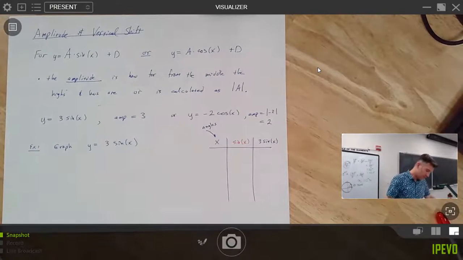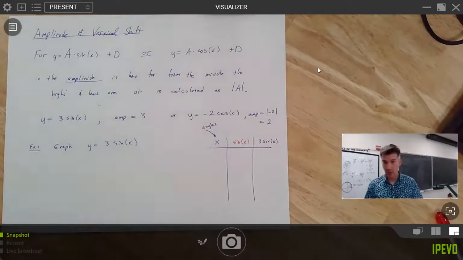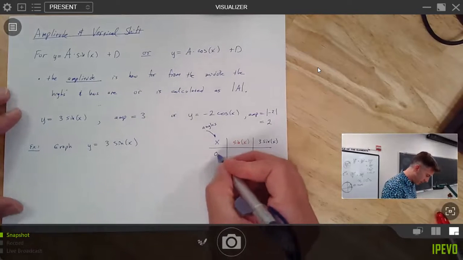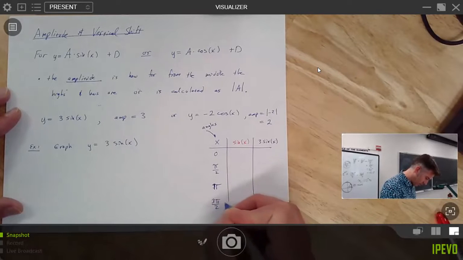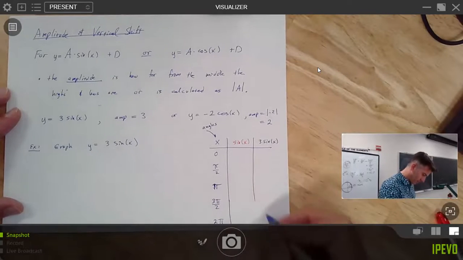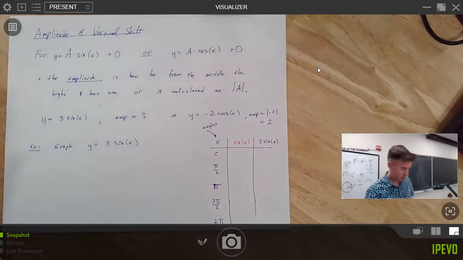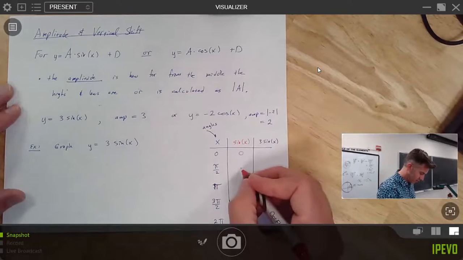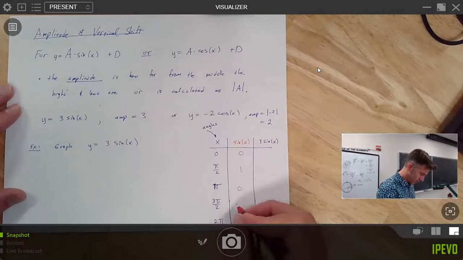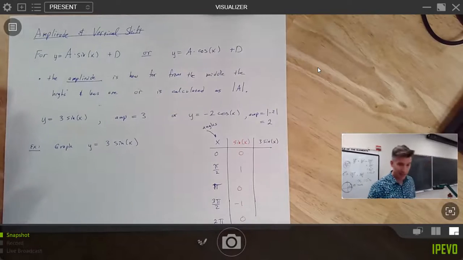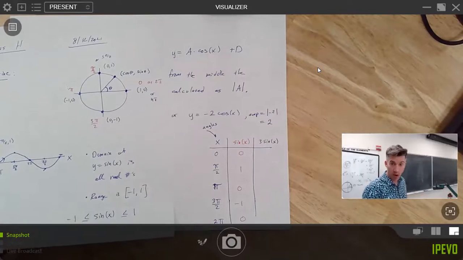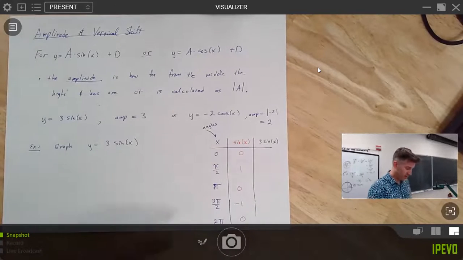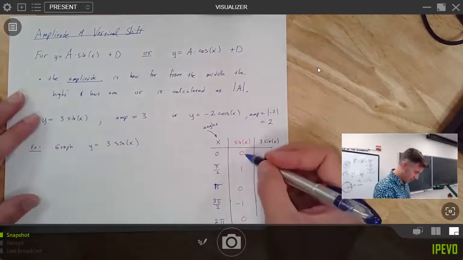Cool. So we're going to pick the usual quadrantal angles. 0 radians, pi over 2 radians, pi radians, 3 pi over 2 radians, and finally 2 pi. And we already know what sine of all these are. Sine of 0 is 0, sine of pi over 2 is 1, sine of pi is 0, sine of 3 pi over 2 is -1, sine of 2 pi is 0. Again, I'm just getting those from the y coordinates of the unit circle. And then 3 times sine of x is literally just 3 times all of these numbers.